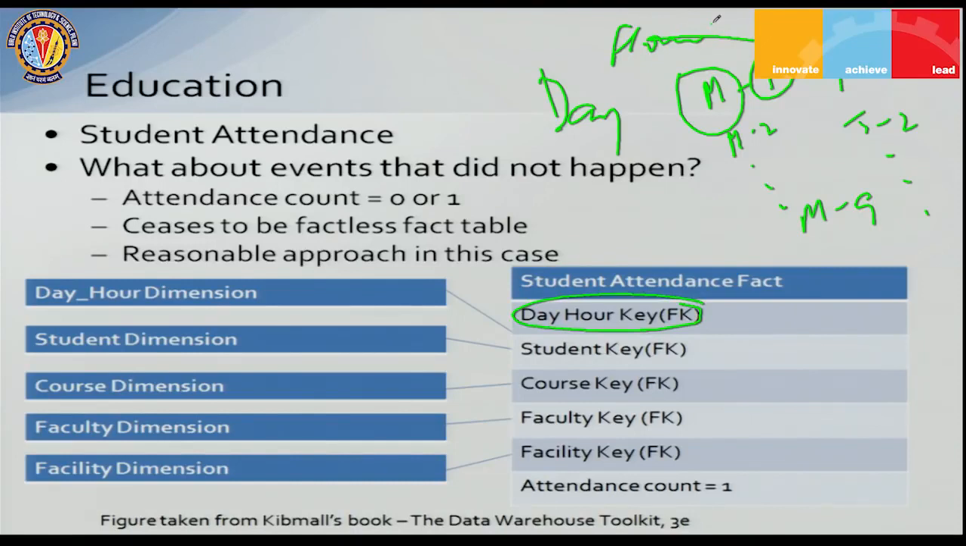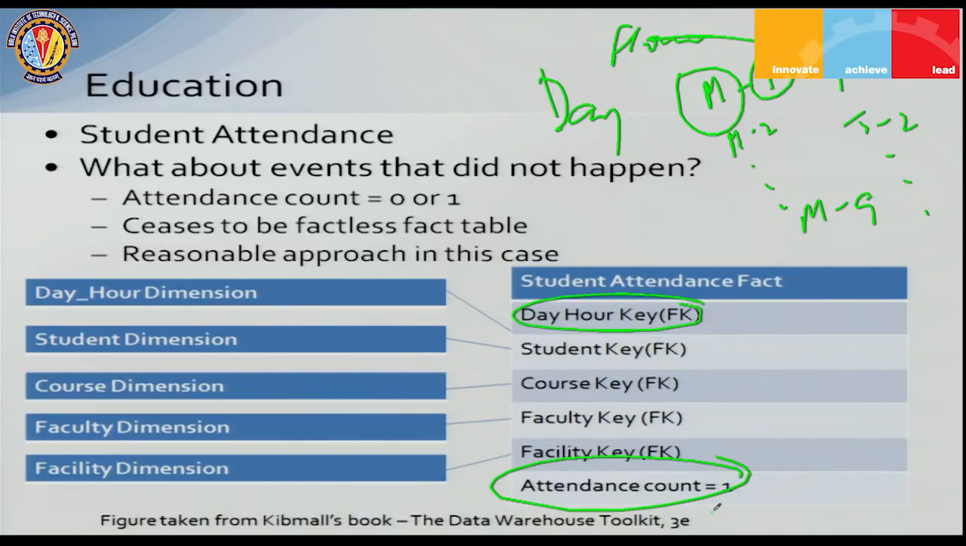So there is this day hour dimension, which is again kind of a conformed dimension with respect to the time dimension. Okay, so day hour key, and then you have the student key, then you have the course key, then you have the faculty key and the facility key. And you can see here the dummy fact is there because it's a factless fact table, and it is attendance count equal to 1.